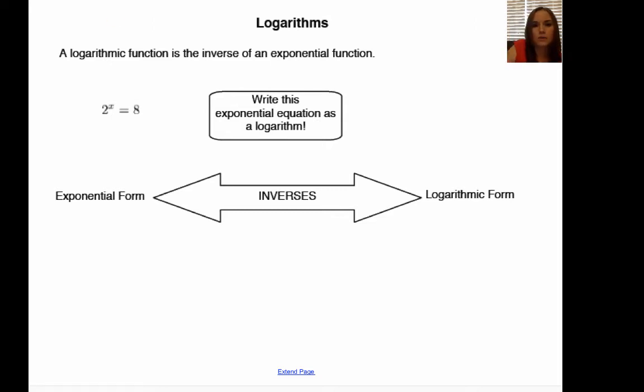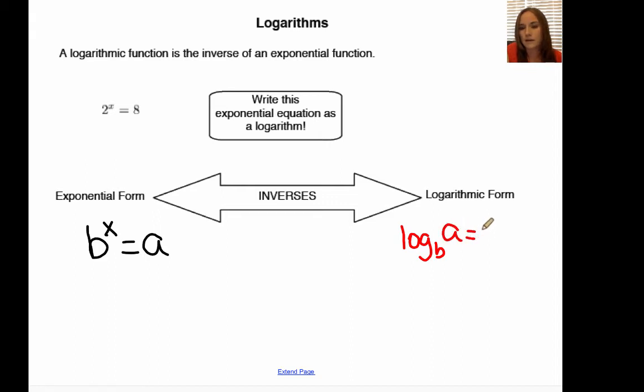All right, let's go to just the basic setup. Let's look at the forms. I'm going to write the generic form, not in function notation, just as an equation. The general form is I have some value b raised to the x power, and that b to the x power equals some number, and we're going to call that number a for now. So b to the x power equals a. Now if I want to write that as a logarithm, it is written the log with a base of b, notice base is b, of a equals x.